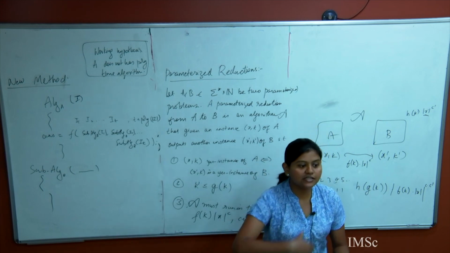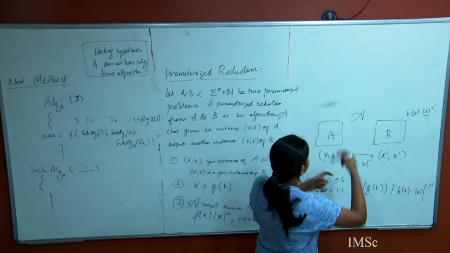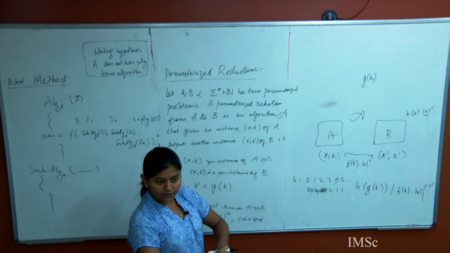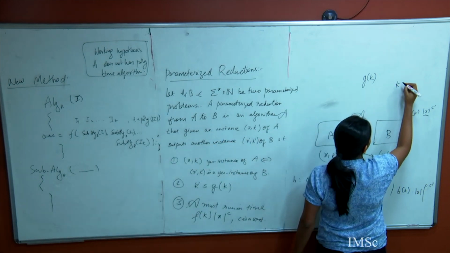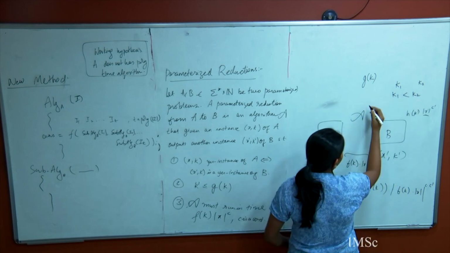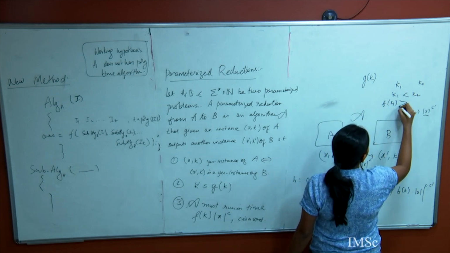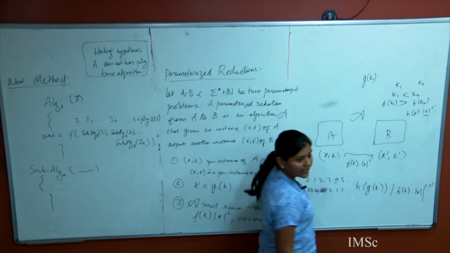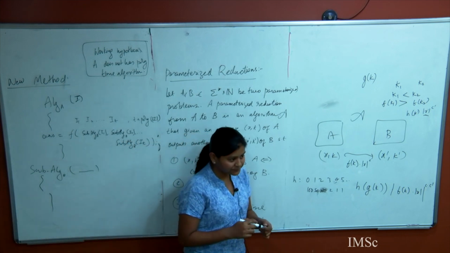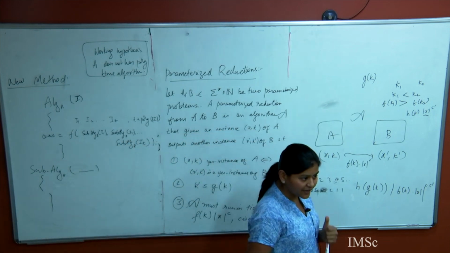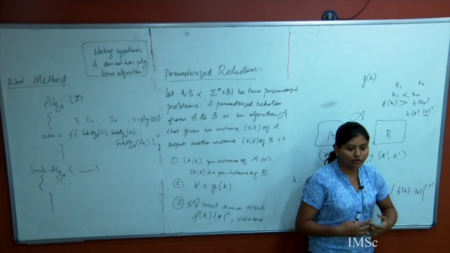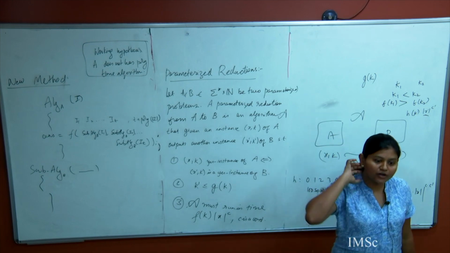G of k is larger than g of k. So basically if you look at k1 and k2, if k1 is less than k2, this function h has f of k1 greater than f of k2, right? Can you still apply this? So we need the property that these functions are increasing. If not increasing, they are at least non-decreasing.